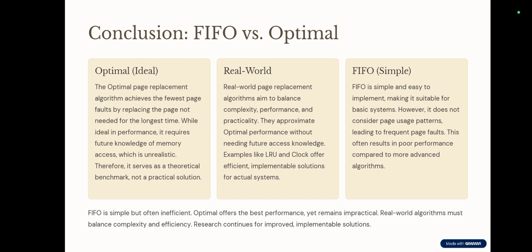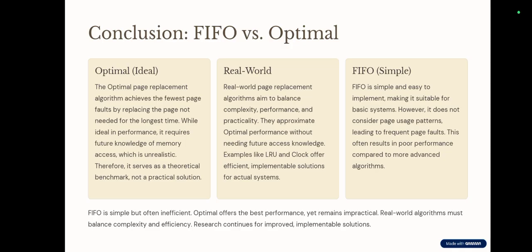We're going to see in slide 11. Slide 11 is not here, but I have real world use. In the real world, we have approximations to optimal. LRU, least recently used, tries to predict the future by assuming past usage reflects future use. The clock algorithm adds efficiency by simulating LRU behavior. That strikes a balance between performance and feasibility.